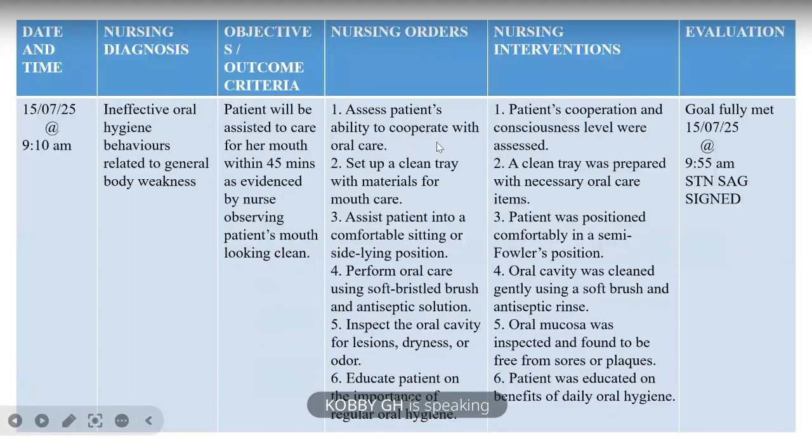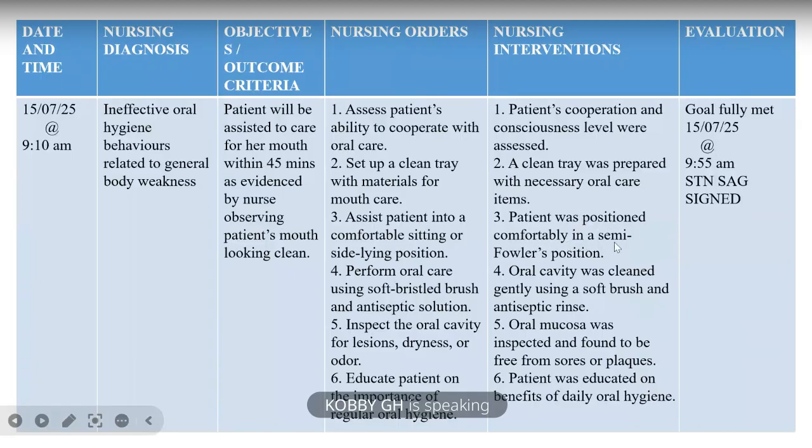Assess patient's ability to cooperate with oral care. Patient's cooperation and consciousness level were assessed. Set up a clean tray with materials for mouth care. A clean tray with materials for mouth care were prepared. Assist patient into a comfortable sitting or side-lying position.